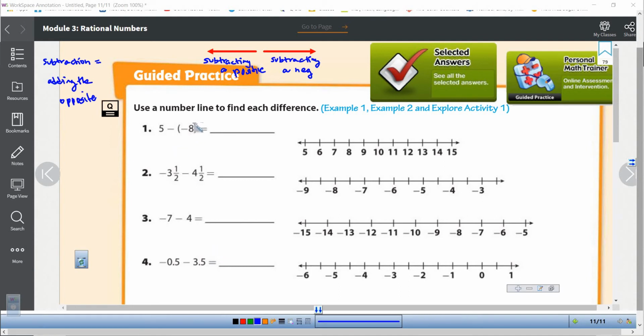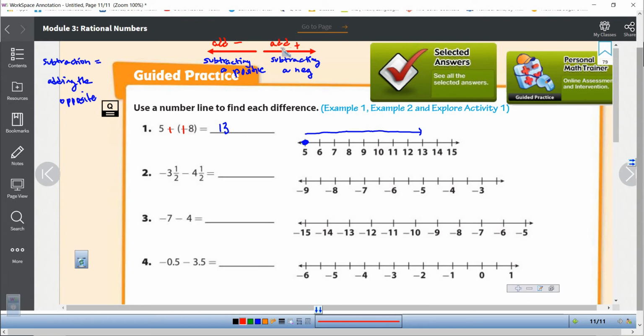If we take a look at this one on the number line, we would start at 5, but since we're subtracting a negative, that would go to the right, and we would go to the right 1, 2, 3, 4, 5, 6, 7, 8. And that would land us at positive 13. We could also say subtracting a negative is the same as adding a positive. And of course, 5 plus 8 is 13. Again, adding a positive is another way to go to the right. And of course, adding a negative is how you go to the left.